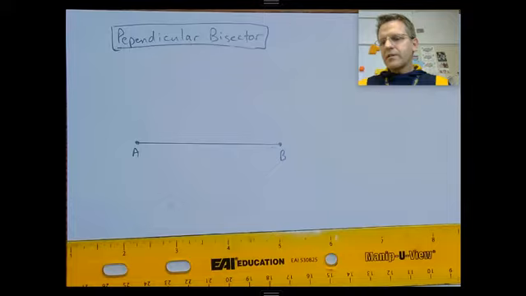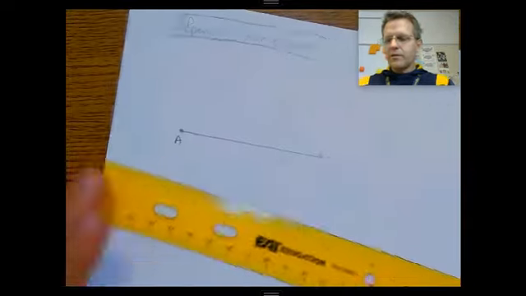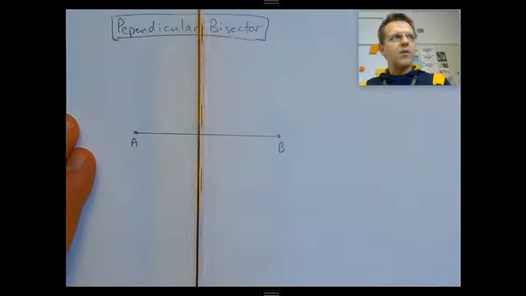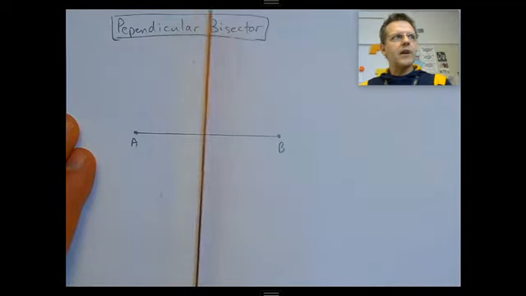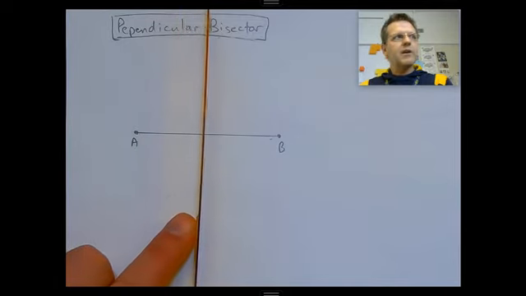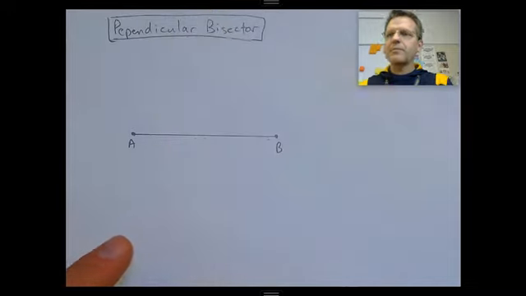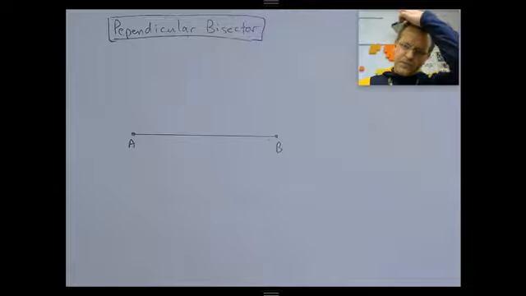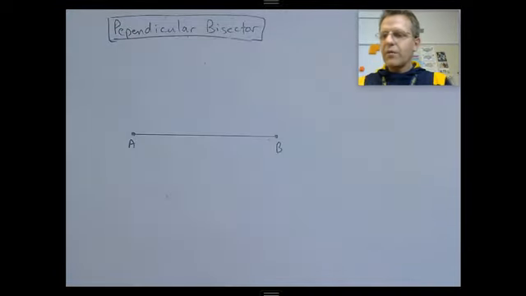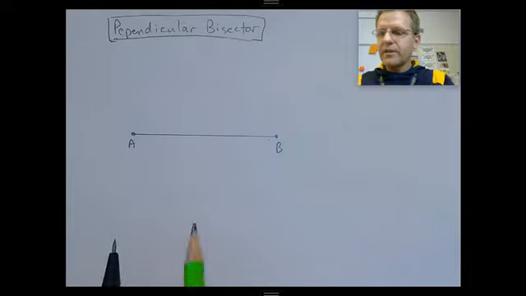What we'd like to do is, perpendicular means we'd like a line that crosses it at a 90-degree angle, and then bisector means that that perpendicular line should cross it exactly in the center between A and B. Should cross precisely halfway between A and B. So that means that we need to do some work here. So we can't just guess. Here's what I think we should do.